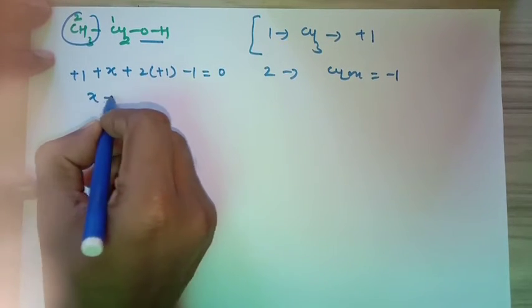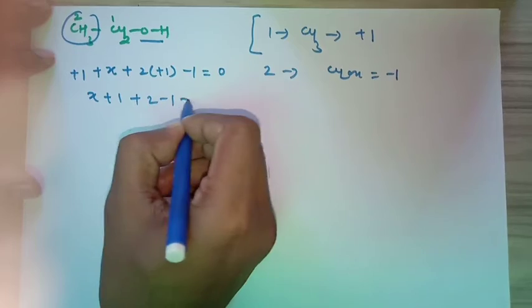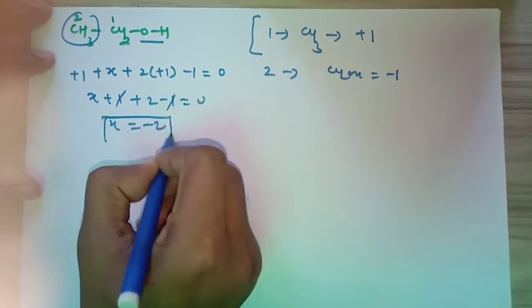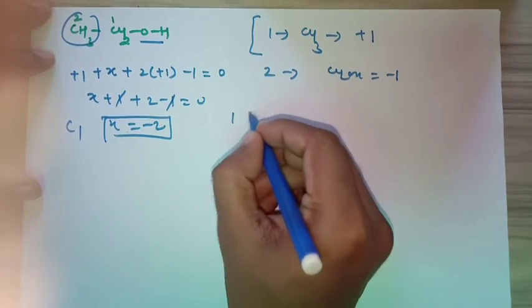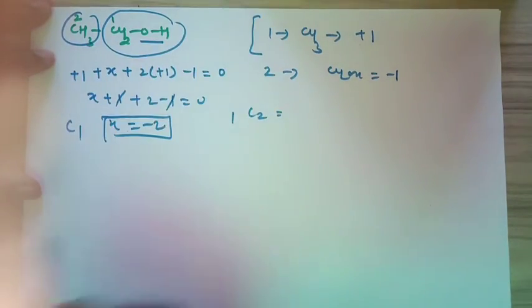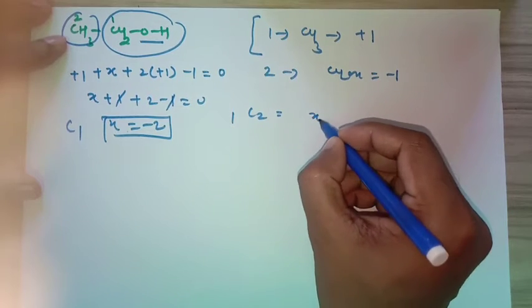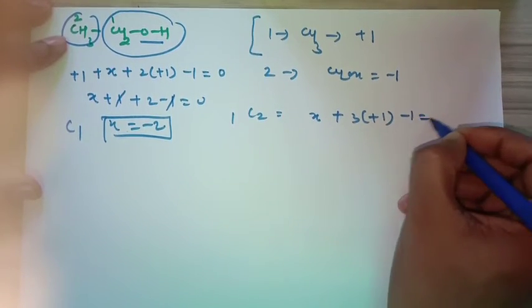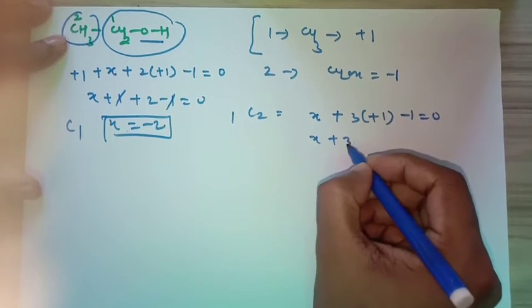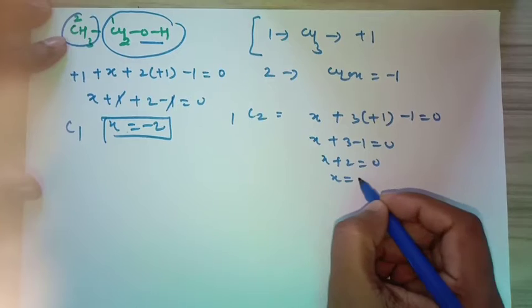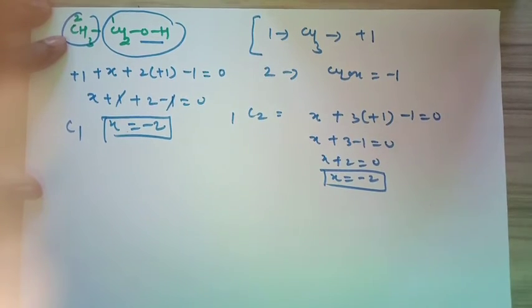So this will be X + 1 + 2 - 1 = 0. So it will be X = -2. This is for carbon 1. Now for carbon 2, we'll take it as -1. Now CH3, it will be X, 3 times +1, and this will be -1 = 0. So X + 3 - 1 = 0. So it will be X + 2 = 0. So X will be -2. So this will be the oxidation state.